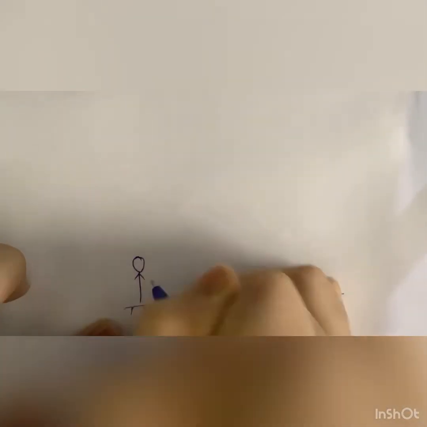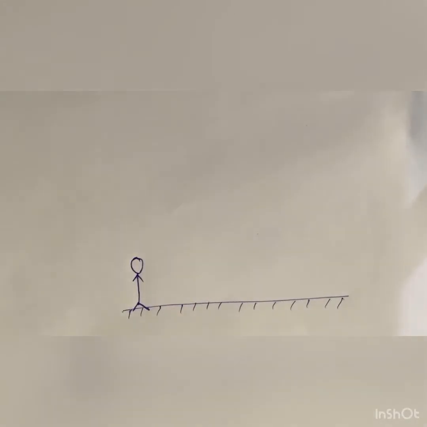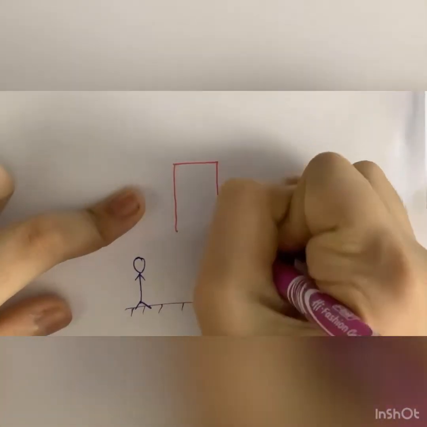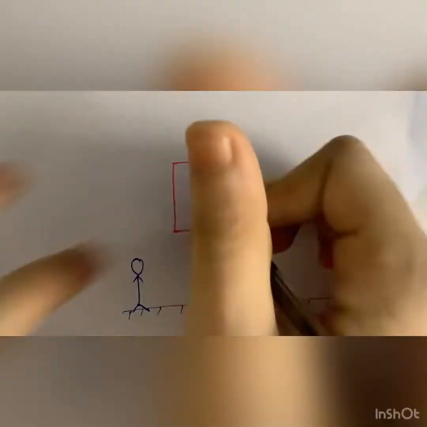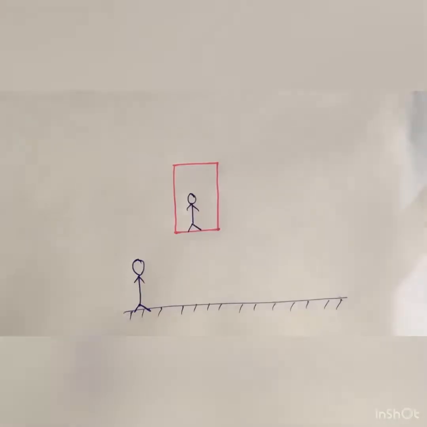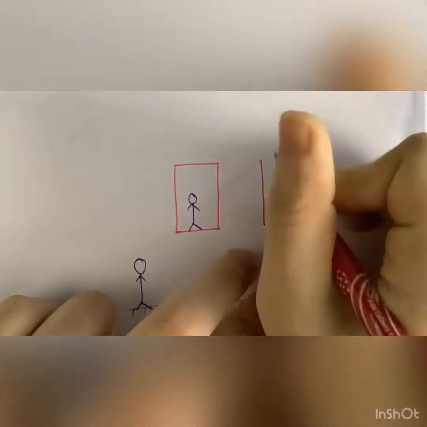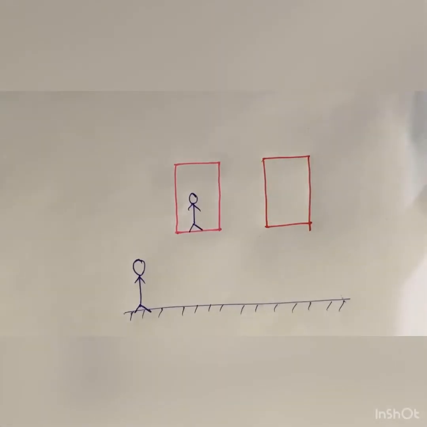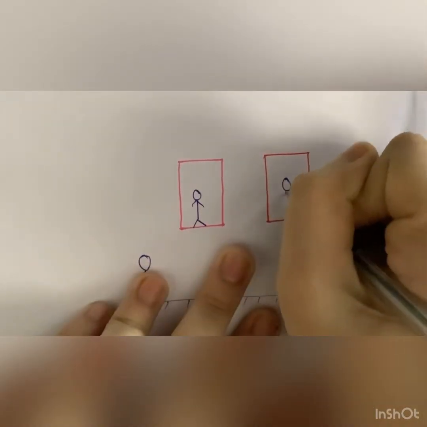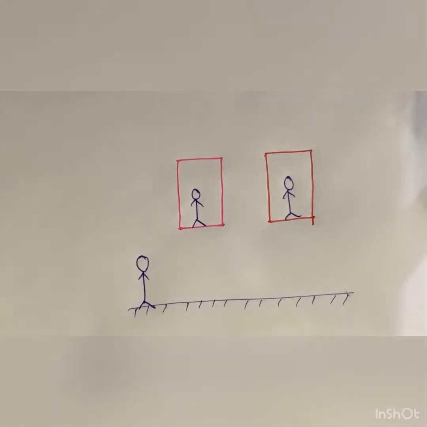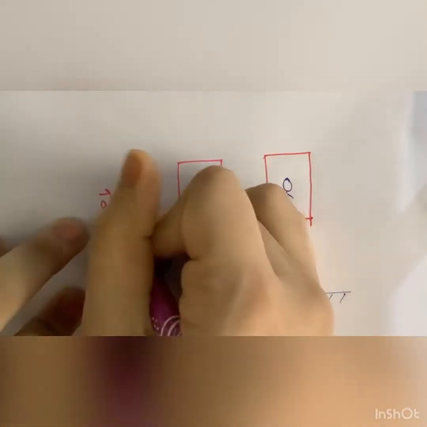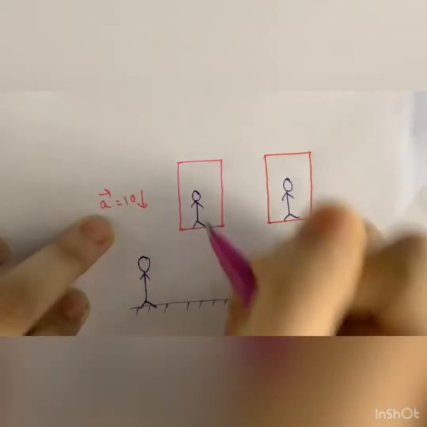Consider yourself standing on ground. Let's say a friend of yours who loves the color pink is in a pink lift falling freely. By falling freely, I mean that the acceleration is 10 meters per second squared downwards. And another friend is in a red lift just beside the pink one. Let's take the acceleration of the person in the red lift to be 5 meters per second squared downwards.